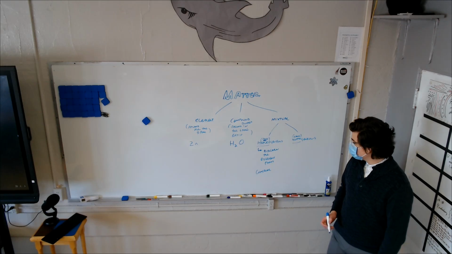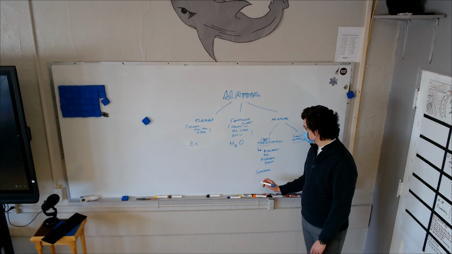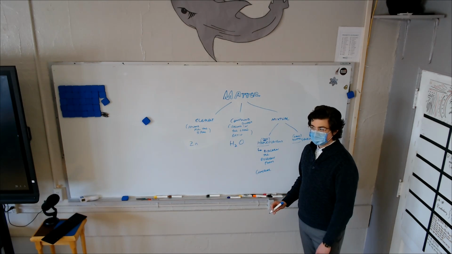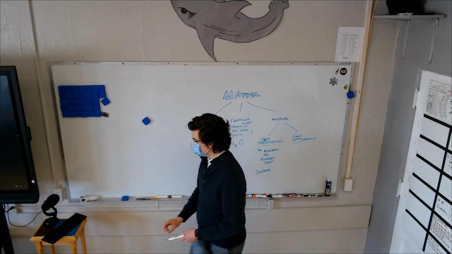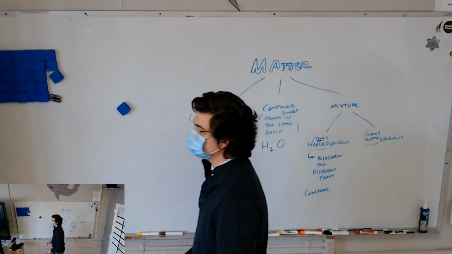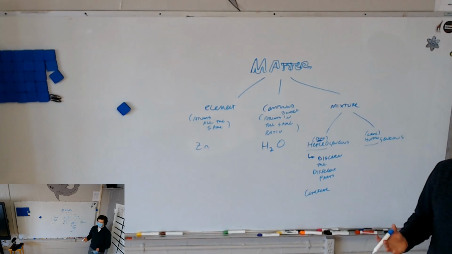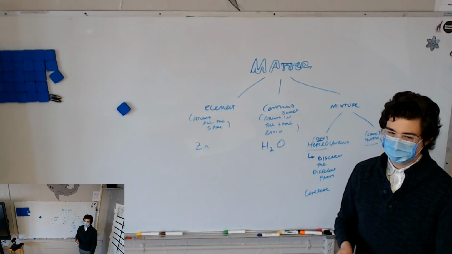What else? Oil and water. Oil and water together make a heterogeneous mixture, even though those are both liquids, right? They don't combine. We can tell them apart. What else? Is there another example we can think of?